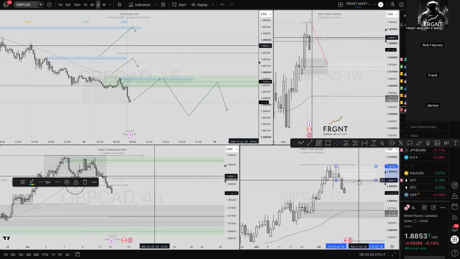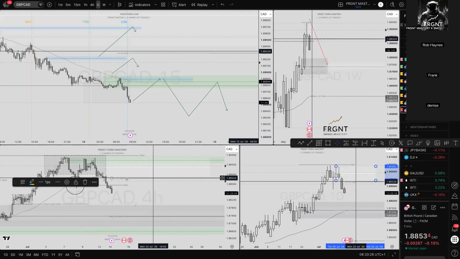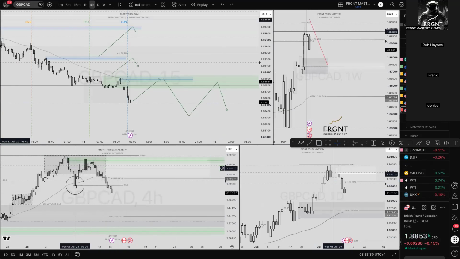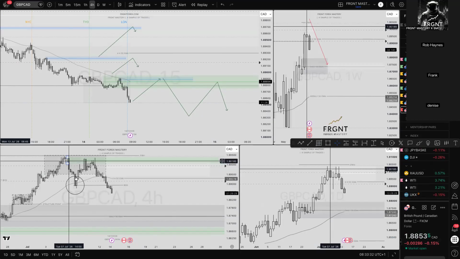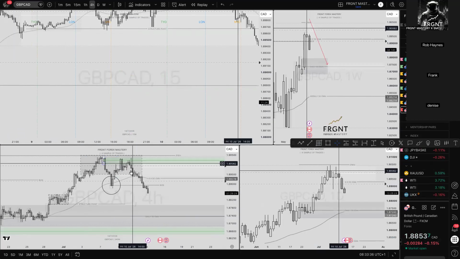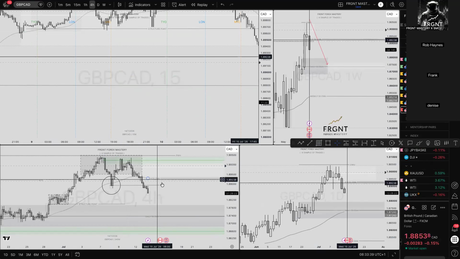So here's the daily. Let's sync that. Then within the daily, we had, or now we have, well, we had a 4-hour order block based on the break of this structure point. Then price came back and we were looking to take a short position. But anyway, that's previous price action.